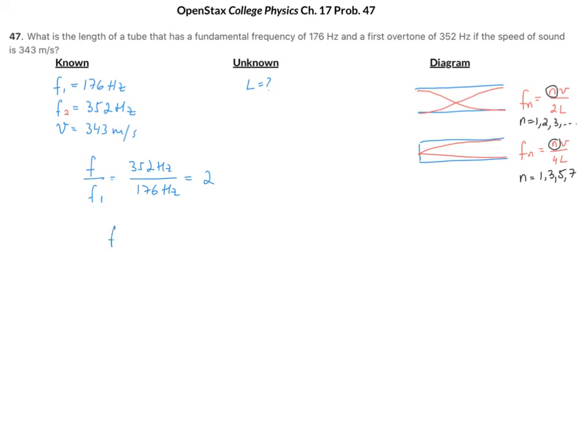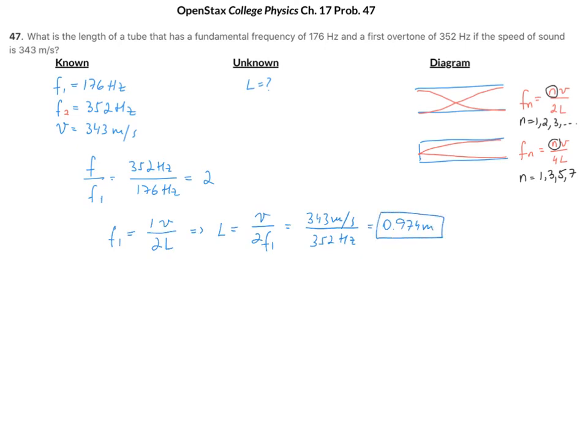We have then f, we can use either 1 or 2, I'll just use f1, is equal to 1v divided by 2L. And from here we solve for L, and L will be v over 2f1, and that would be 343 meters per second divided by 352 Hertz. That's 2 times 176, and we get 0.974 meters for the length of the tube.